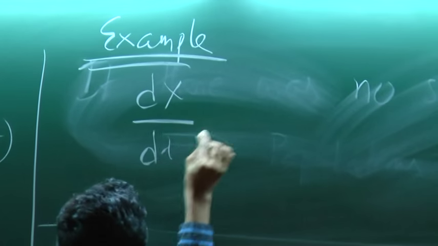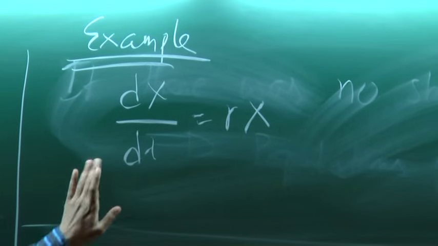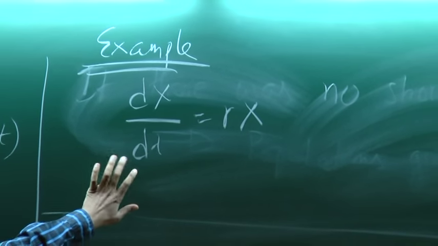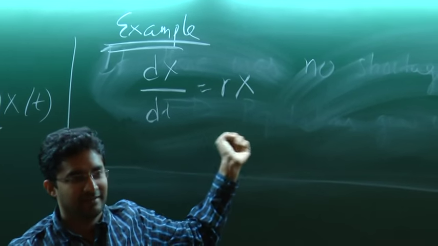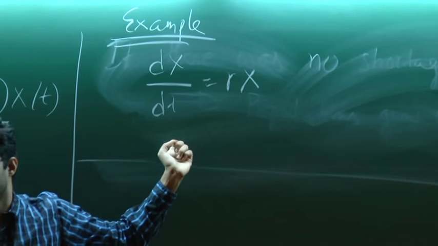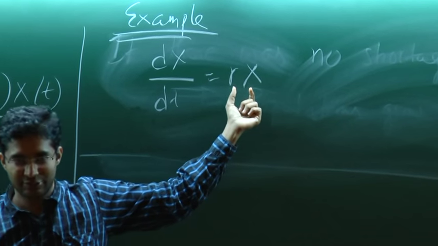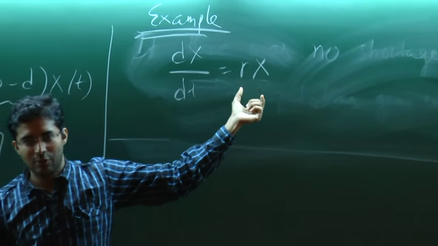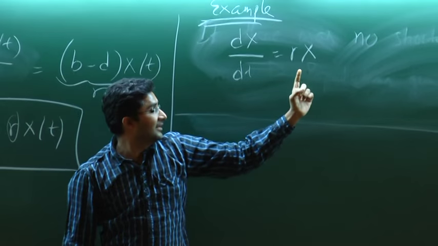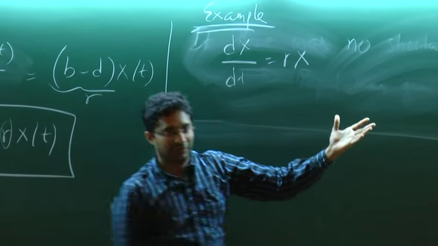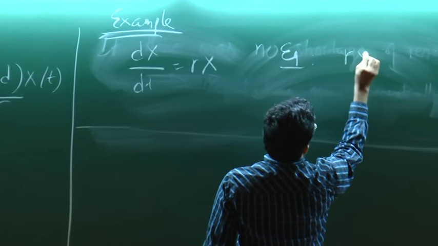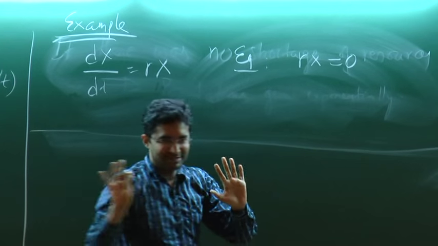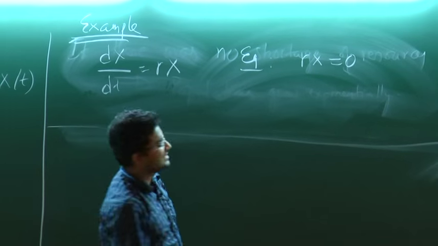The equation is dx/dt equals r x. So what are the equilibria for this? Use the criteria. What is the equilibrium for this equation? When will x stop changing? When the right hand side is equal to 0, right? When is the right hand side equal to 0? When x itself is equal to 0, right? So to find the equilibria, you set r x equal to 0. Assume that r is not 0, which becomes very trivial in that case.